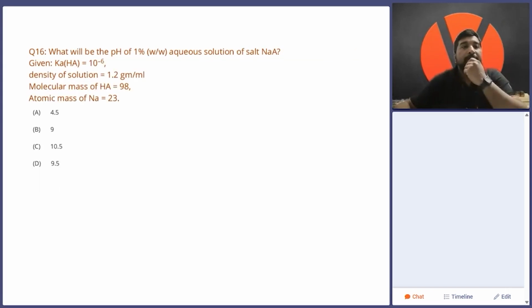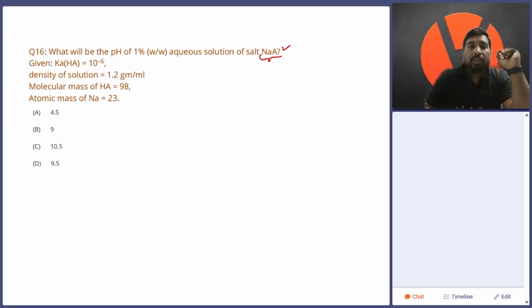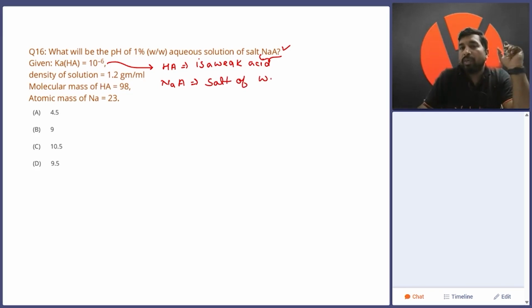Question number 16. What will be the pH of 1% weight by weight aqueous solution of NaA? Ka of HA is equal to 10 to the power minus 6. It means HA is a weak acid. So NaA is a salt of weak acid and strong base.